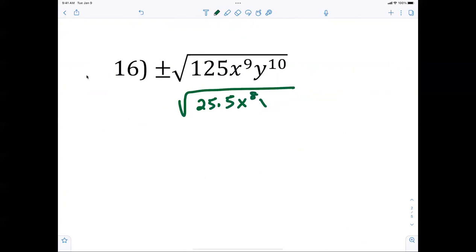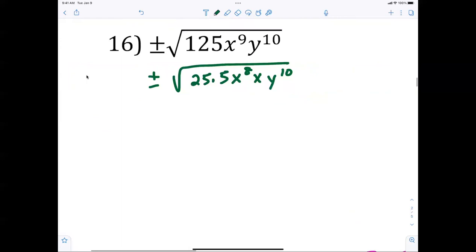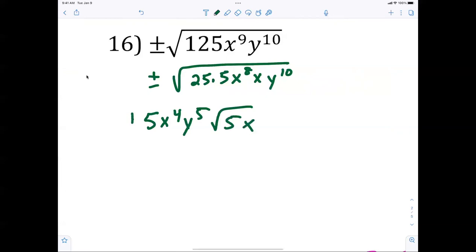X to 8 next. Yes, and then leave the evens, plus or minus. All right. Final answer here, guys. Let's go. 5x to the 4th, y to the 5th, a radical 5x. And don't forget the what? Don't forget the plus or minus. All right. Easy as that. Anybody? Good.